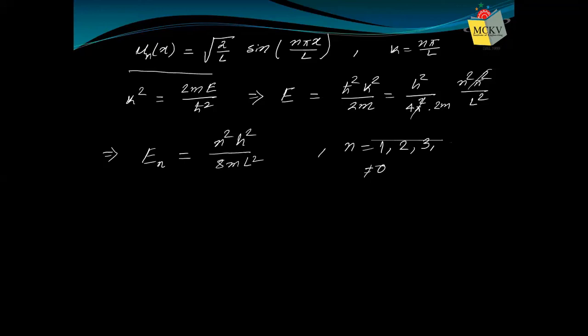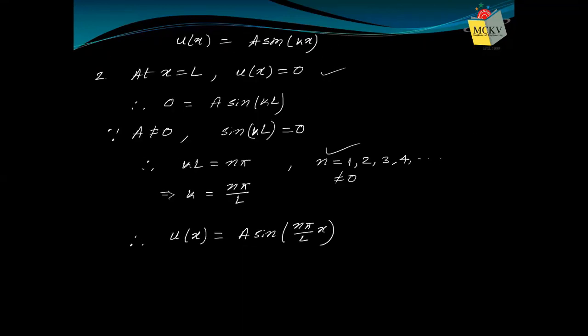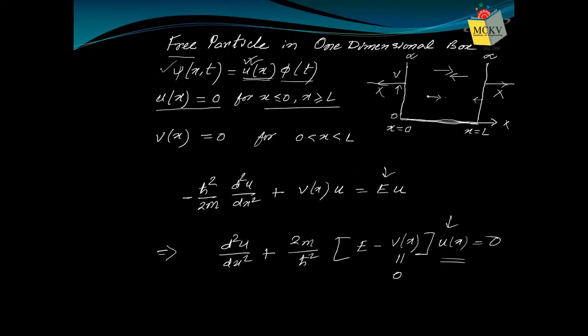Why are we having these different energy values and different wave functions? We'll discuss it in the next class. So for today, what we have done is understood the problem statement. The problem statement is that a free particle is enclosed within a one-dimensional box. That means it is a one-dimensional box because the particle can move only along one direction. Here we have assumed the particle is moving along the x direction.